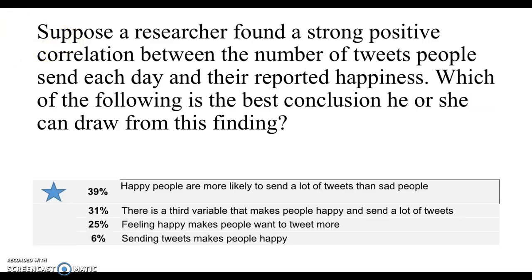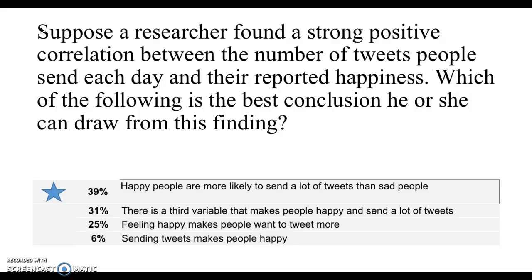So the correct answer here is happy people are more likely to send a lot of tweets than sad people. That's the kind of language that we would use if we were looking at correlations. You could talk about a third variable that makes people happy and sends a lot of tweets, but ultimately we're not looking at an experimental design. We can't say that the tweets are making people happy or the happiness is causing tweets. So there's really no need to talk about a third variable in a correlational design.